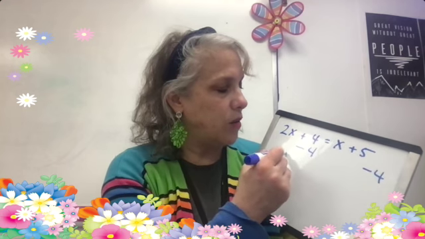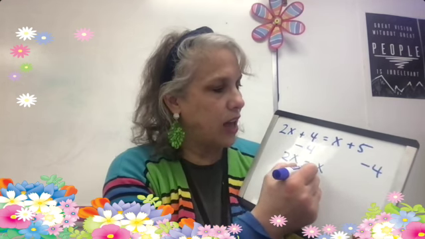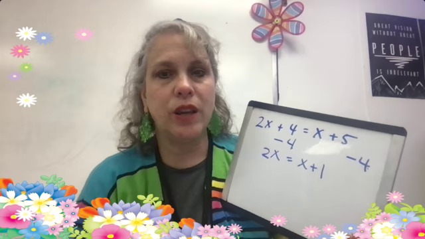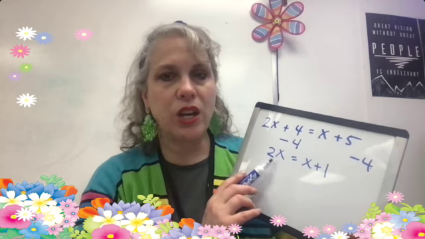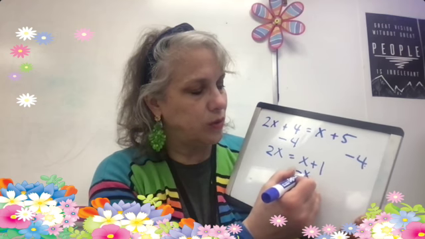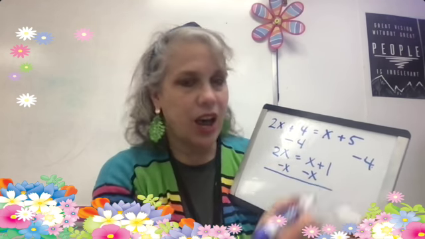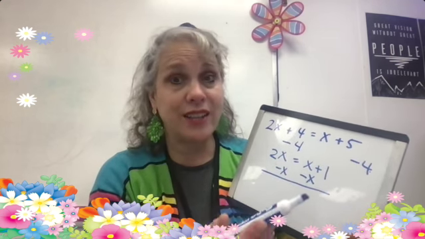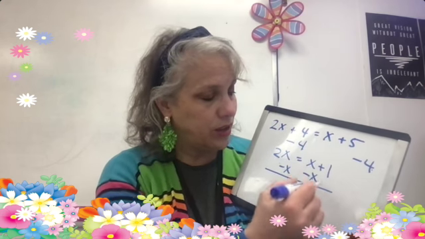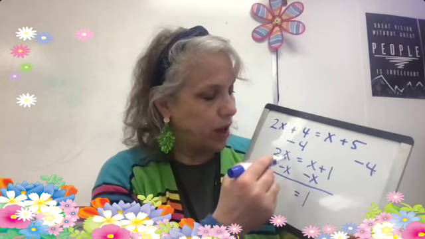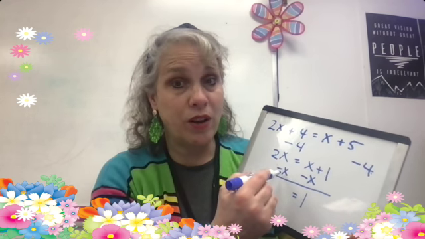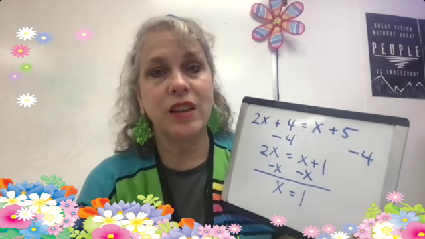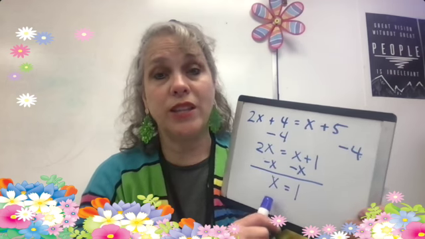That's going to make this 0. I'm going to get 2x equals x, and then 5 minus 4 is 1. So x plus 1. Now I want this x over here. So what I can do is subtract x from both sides. Okay, so x minus x, no matter what it is, it's going to be 0. So on this side, I'm going to have 1. 2x minus x, remember there's a 1 in front, so 2 minus 1 is 1x, which is x. So the solution to this problem is x equals 1.